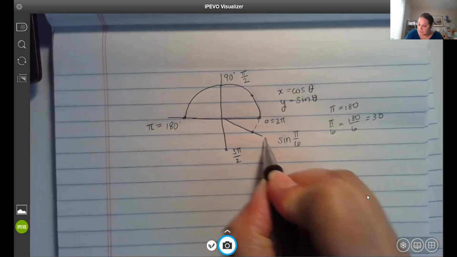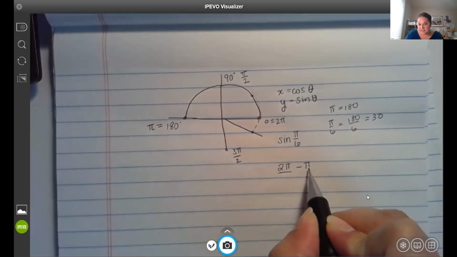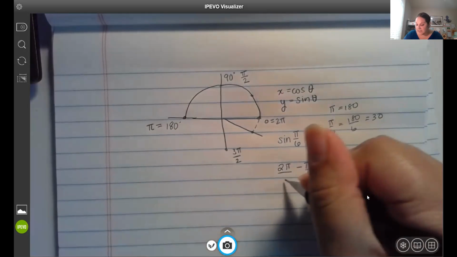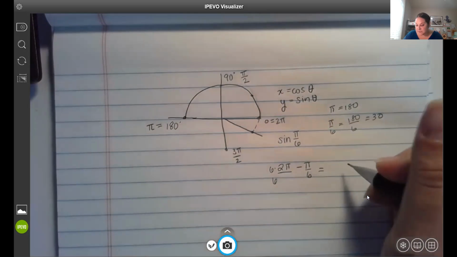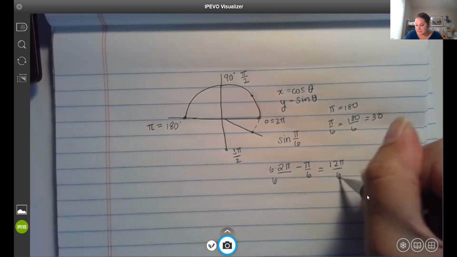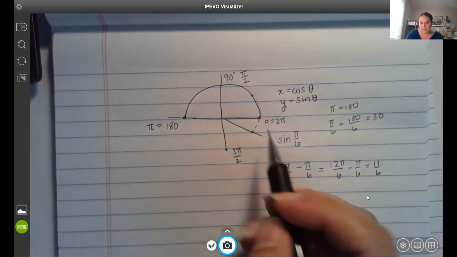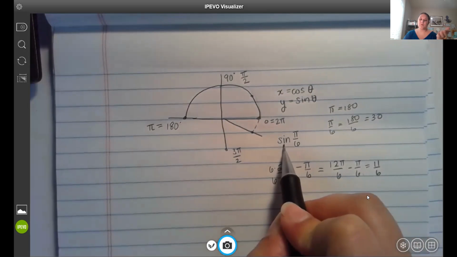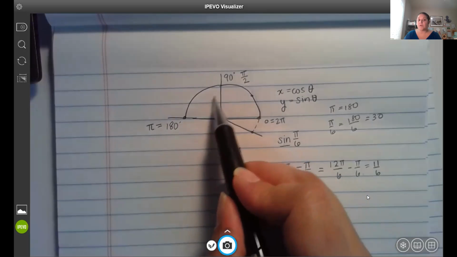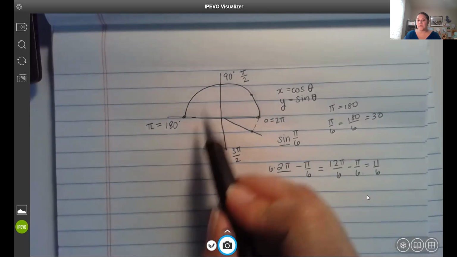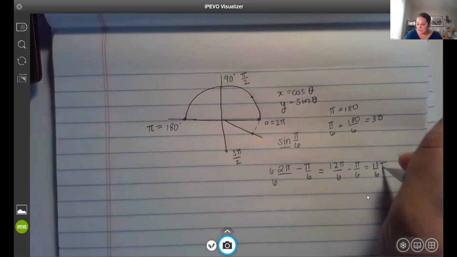If I have 2 pi and I take away pi 6, I need a common denominator, so I multiply 2 pi by 6 over 6, that's 12 pi 6 minus pi 6, and that's 11 pi 6. So that's basically the two-part question. First of all, the y coordinate is the sine, but secondly, if I go from here to here and that's pi 6, what is the equivalent angle if I were to go counterclockwise instead of clockwise? So the correct answer would be the sine of 11 pi sixths.